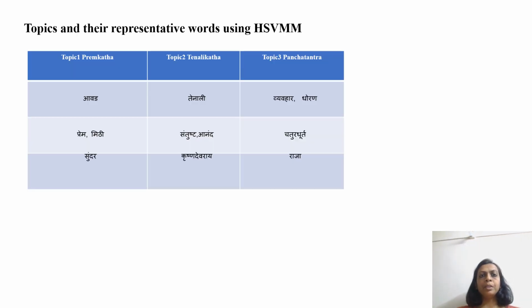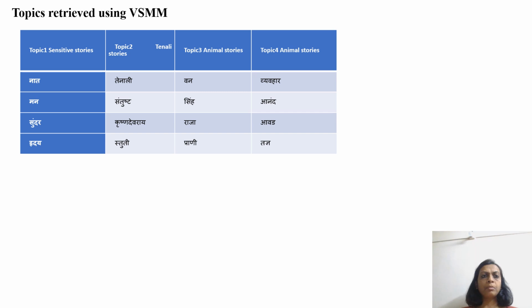And then topics and the representative words. Here you can see that for the first topic, for the second topic, and for the third topic, how the words are being contributed. Now, what I have done is for each and every topic, I have shown different types of words which are being retrieved. So, by using our domain knowledge also, we can decide the topic of each of the groups.